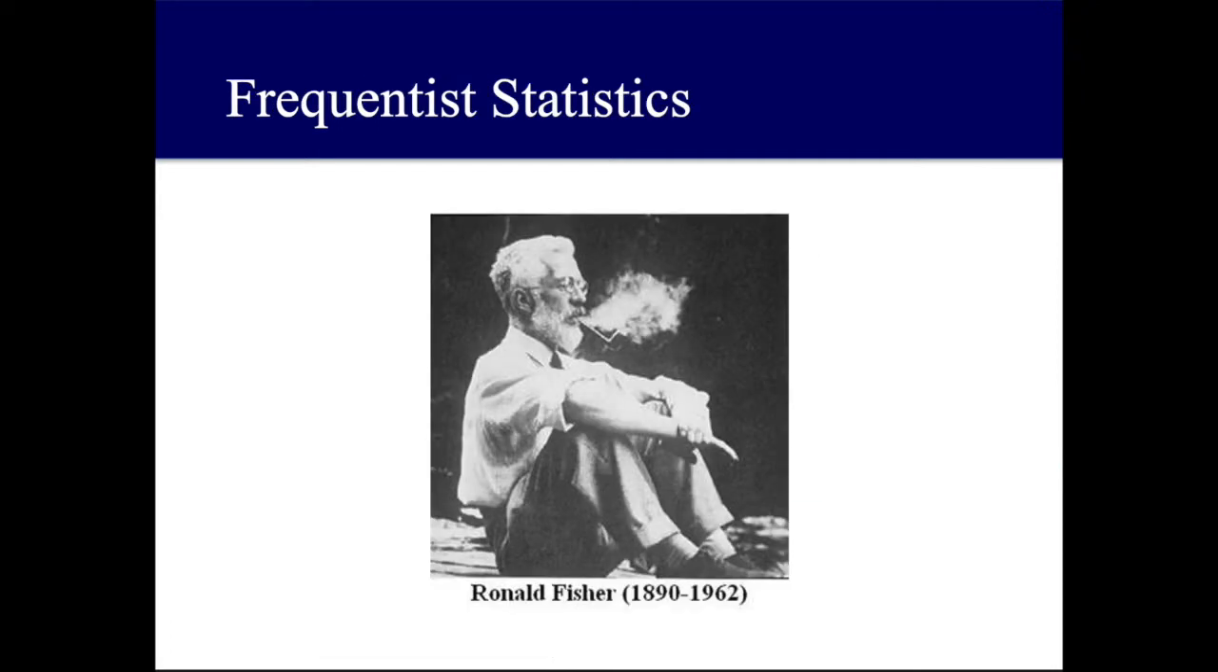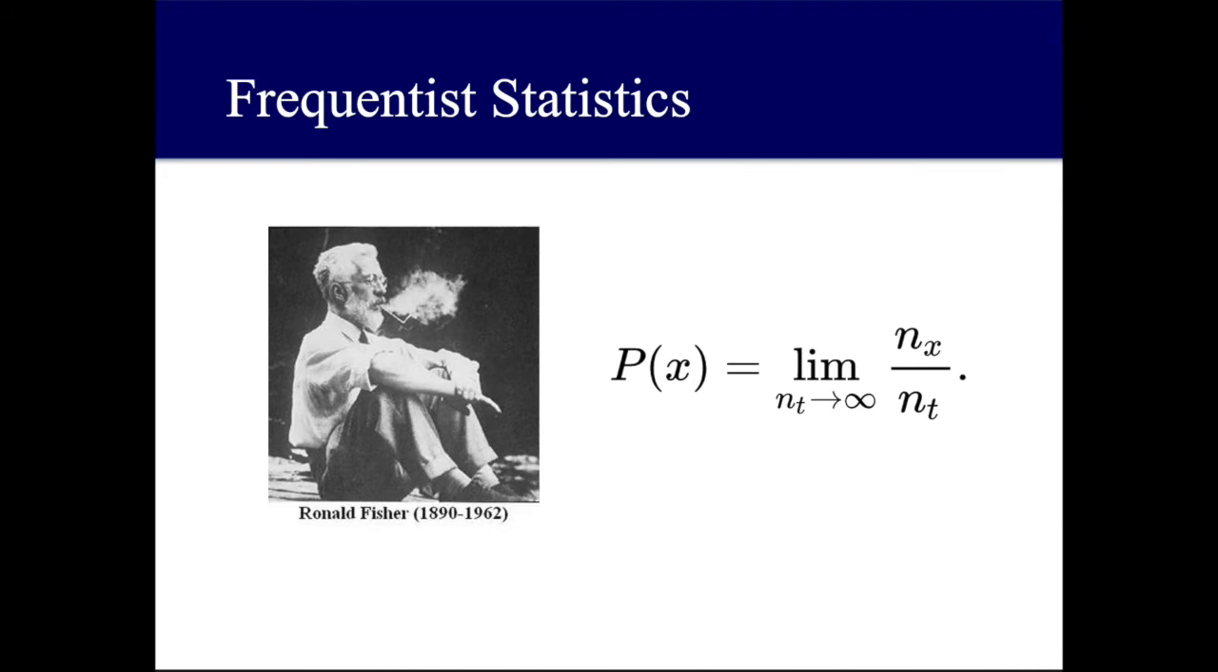I'm going to contrast Bayesian statistics with frequentist statistics. Again, this is the form of statistics you're probably most familiar with. One of the fathers of this brand of statistics is Ronald Fisher. He's the statistician that invented the p-value and is responsible for a large majority of statistics we see in medicine today. I'm going to represent frequentist statistics using this formula.